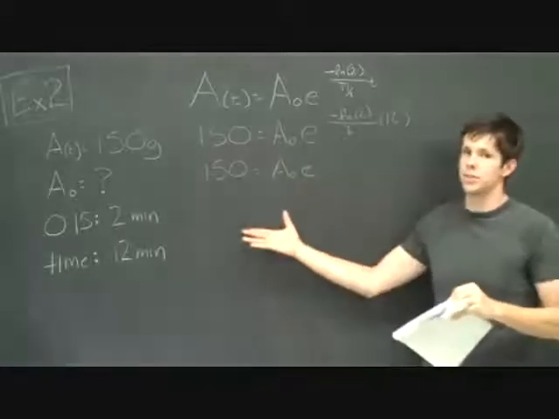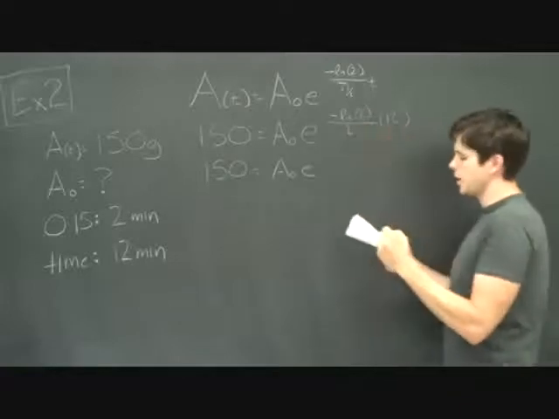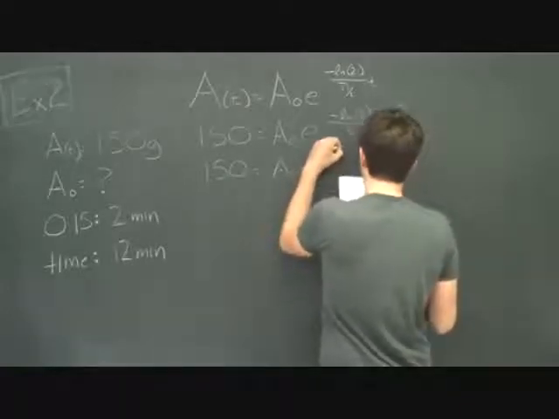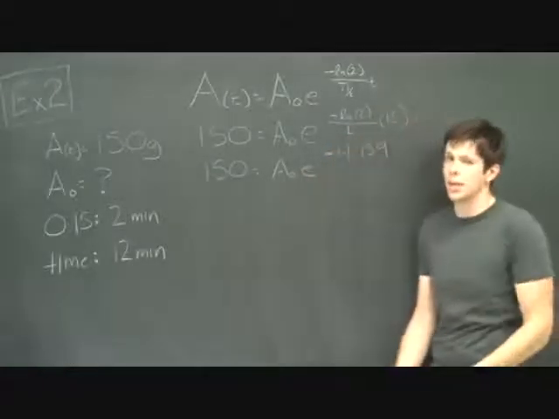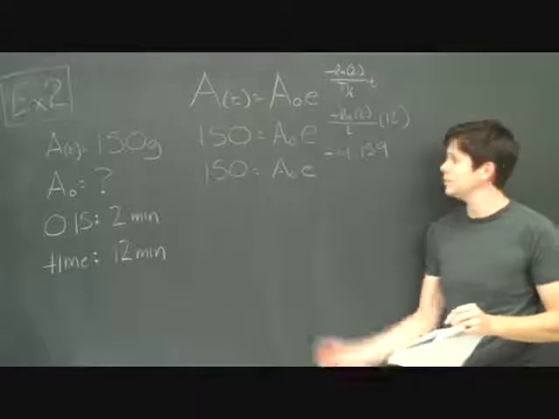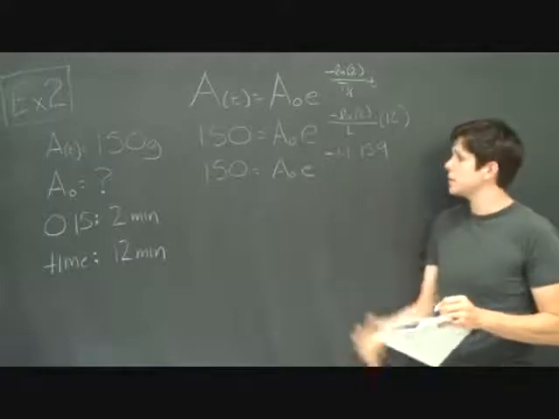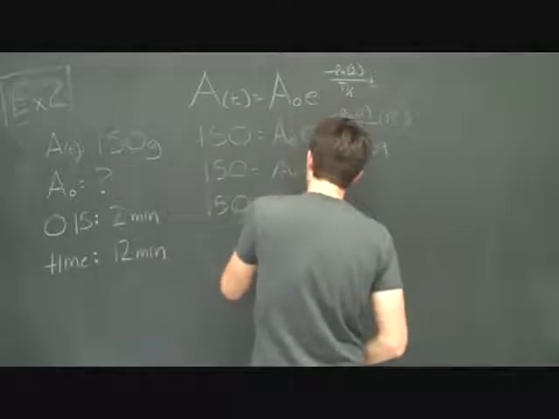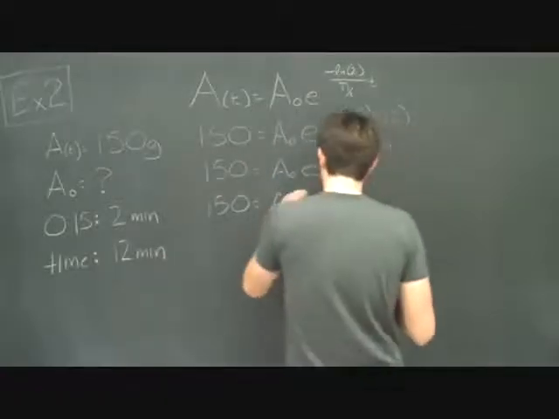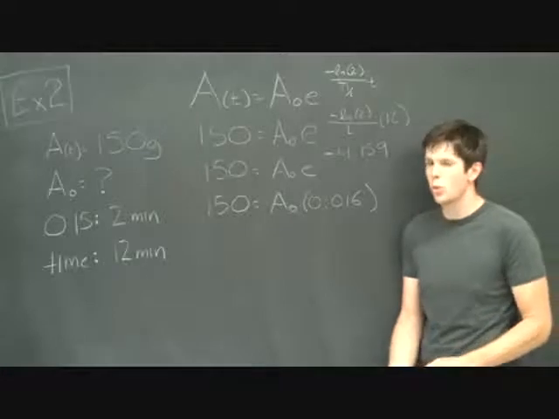Up to here, I have not changed a single thing. This is where I'm going to start my calculations: division first, multiplication second. You do both steps, and you're going to end up with negative 4.159. That'll be your value. Then we're going to do our exponent, so it's e raised to the power of that number. Rounding to the thousandths, I get 0.016.